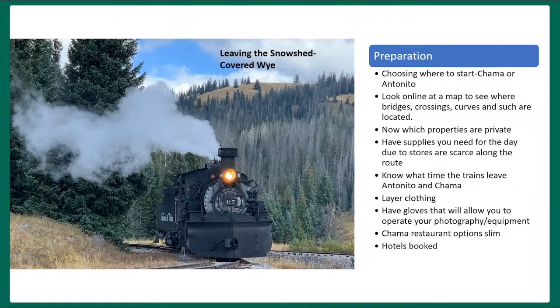Here at the Cumbres and Toltec, you have your train that goes from Chama to Antonito. And you have a train that usually, I want to say, goes from Osier back to Chama. Then you have your Antonito train down to Chama. So you get a couple of different opportunities throughout the day to get an engine going on the same exact route every single day. So if one day you don't get what you need, you can do it the next day, but you need your supplies because there's nowhere to stop for gas.